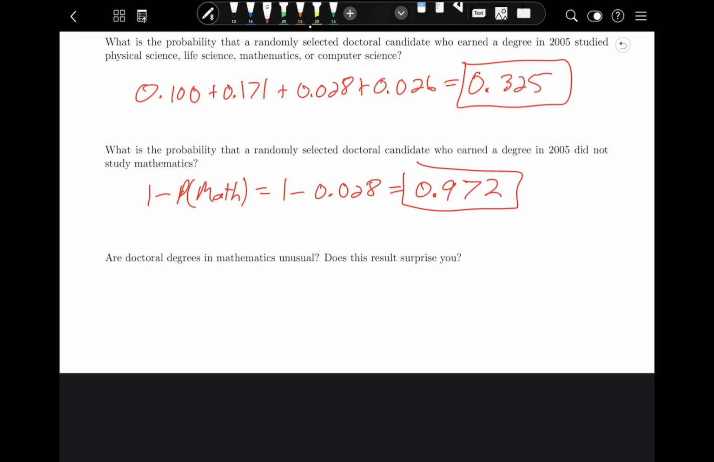Are doctoral degrees in mathematics unusual? Yes. Okay, 0.028 is less than 0.05, so they are unusual. And then I'll let you answer that last part on your own. Do you think that is surprising?